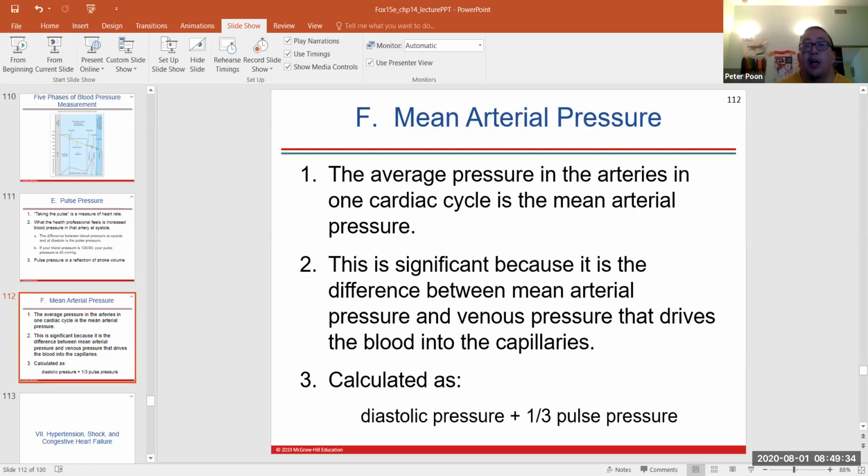MAP, or mean arterial pressure, is your average pressure in your arteries. If you want to represent your blood pressure as one number, that's the mean arterial pressure. It's significant because it's the difference between the arterial pressure and venous pressure that drives the blood in the capillaries. It's calculated as diastolic pressure plus 1/3 pulse pressure.